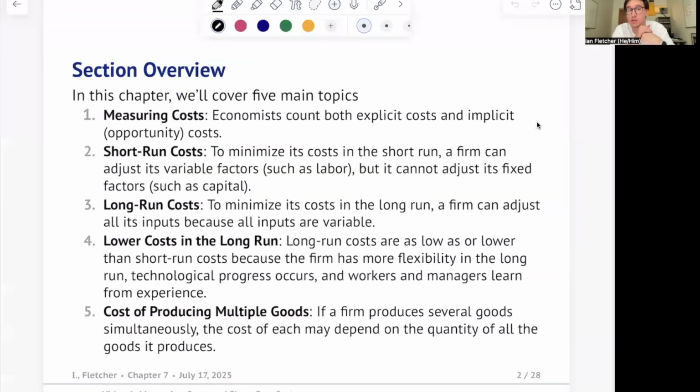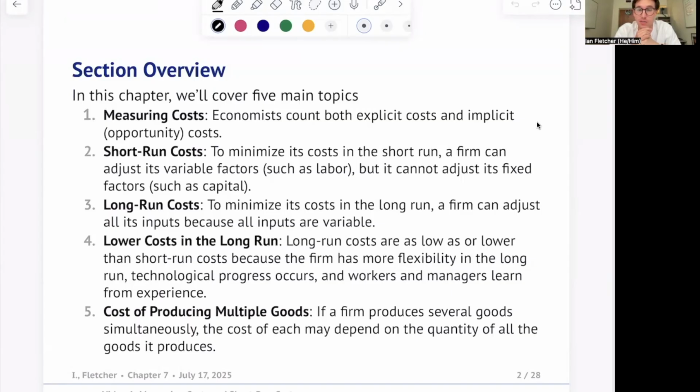The first one is we're going to discuss a little bit about how to measure costs. Economists count both explicit and implicit, and we're going to call these opportunity costs in order to calculate cost. And so opportunity costs would be like, if I only have $20 to spend, I'm going to spend it on good one. What am I missing out on that I would get if I was going to spend it on good two?